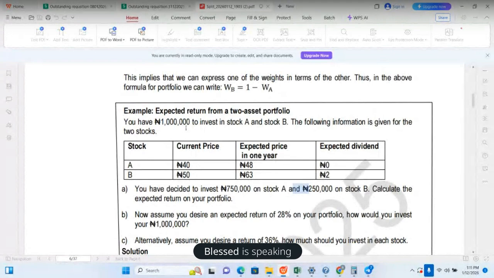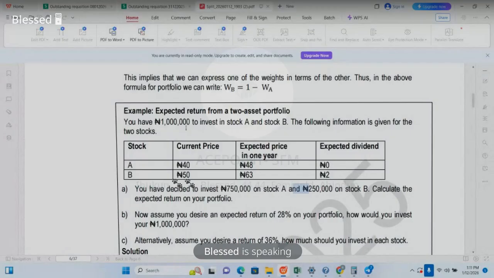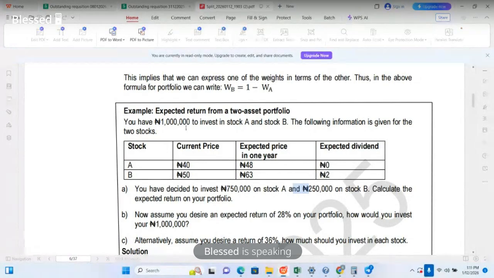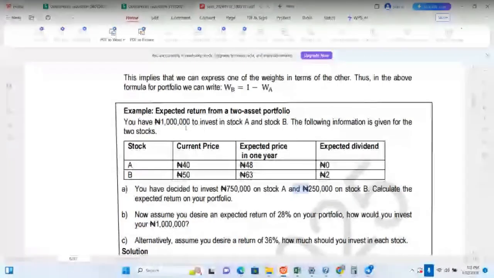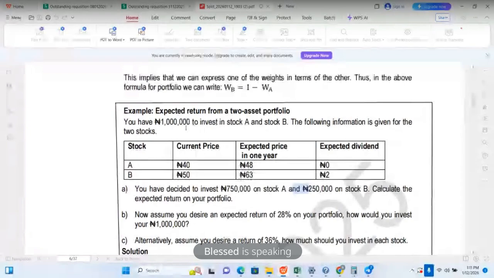Now you have 1 million. You are the one that owns this 1 million, so you want to diversify. You want to gather diverse kinds of assets and put them in your portfolio. Now you have made the determination that you invest 750,000 in stock A and 250,000 in stock B. How much are you investing altogether? If you invest 750 in stock A and 250 in stock B, how much are you investing altogether?